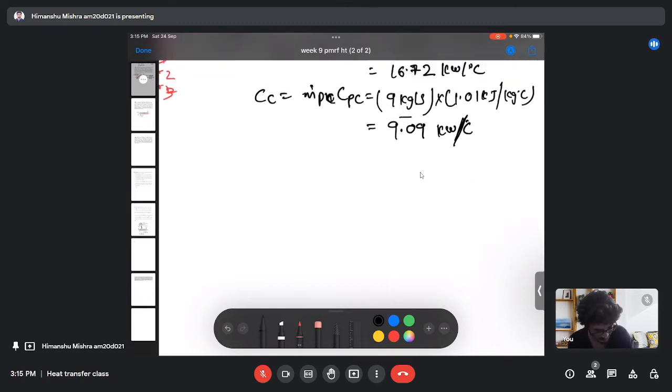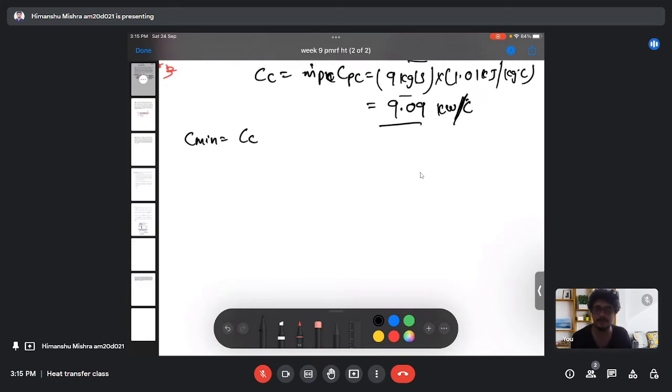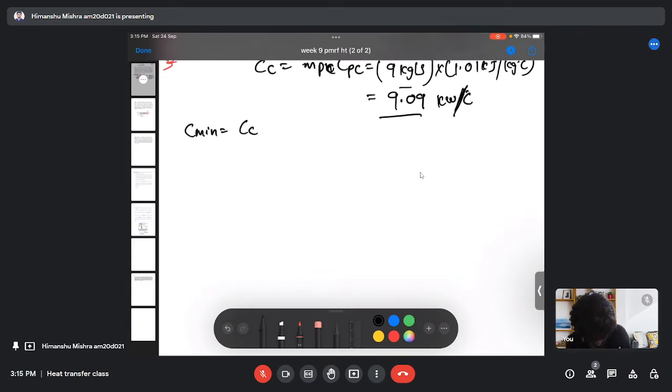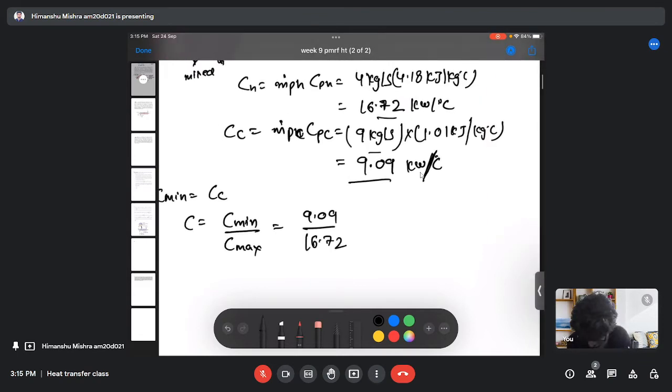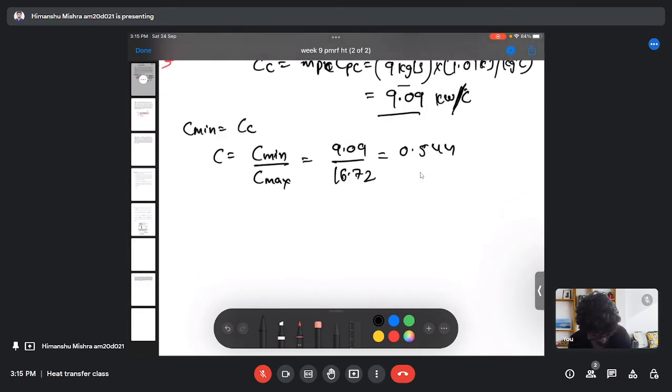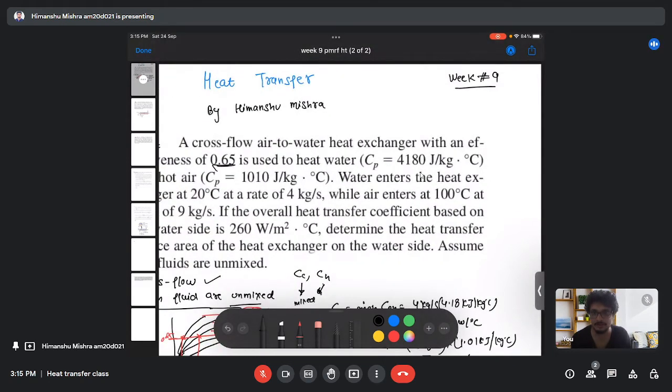So as you can see, the cold fluid has the minimum heat capacity compared to the hot fluid. So my minimum heat capacity is actually the heat capacity of the cold fluid. So the heat capacity ratio would be 0.544, and the effectiveness is given as 0.65.